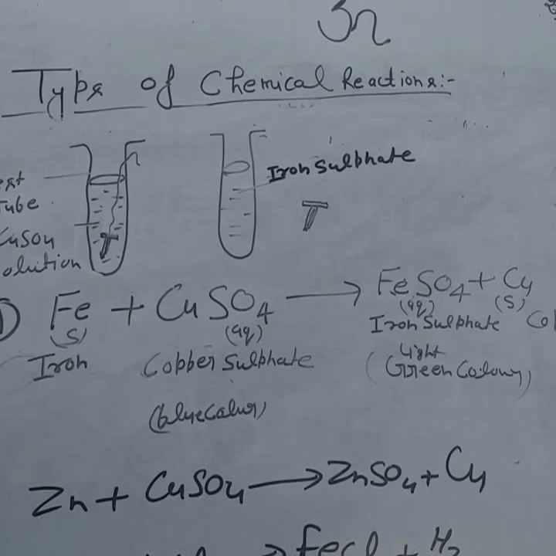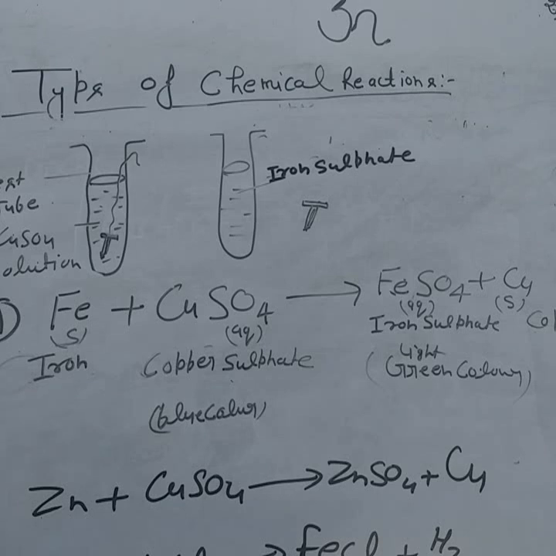The next example is zinc, which reacts with copper sulfate and displaces copper from copper sulfate and gives zinc sulfate and copper. So this reaction is called a displacement reaction, because one element displaced the place of another element.